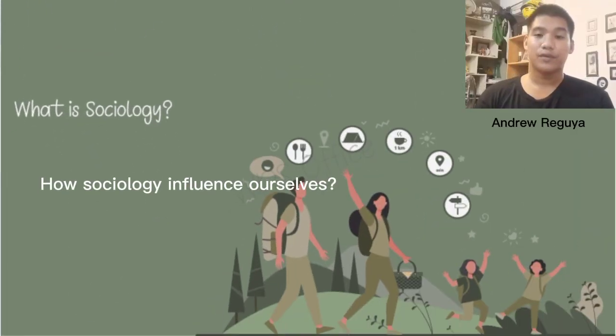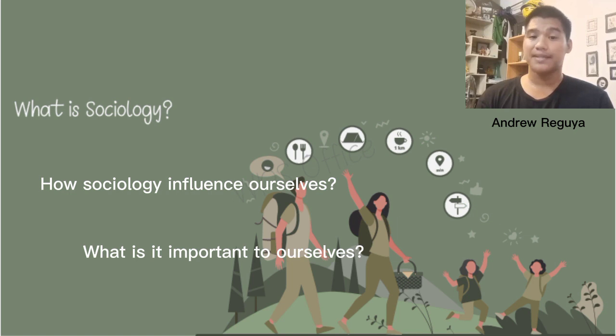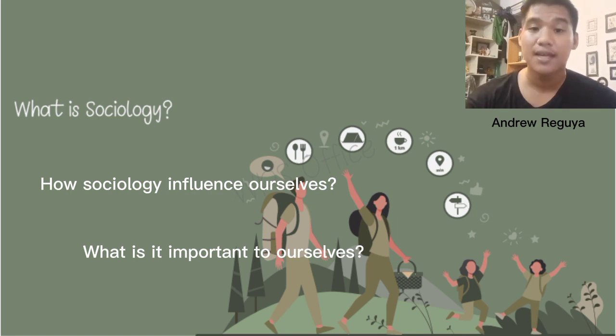How does sociology influence ourselves, or why is it important to ourselves? Sociology can help us to understand ourselves better, since it examines how the social world influences the way we think, feel, and act. It can also help with decision making, both our own and that of larger organizations.